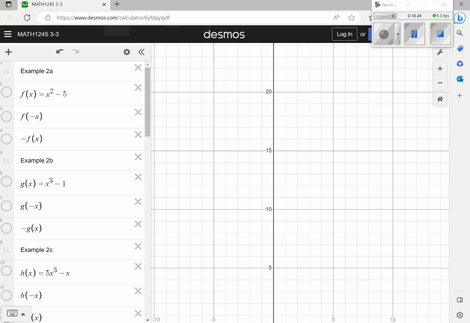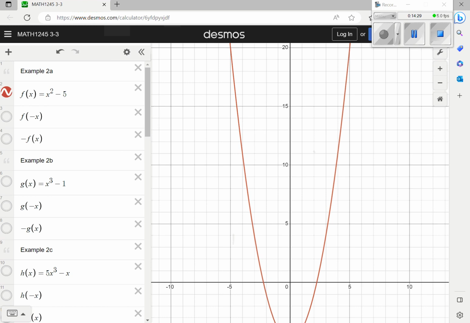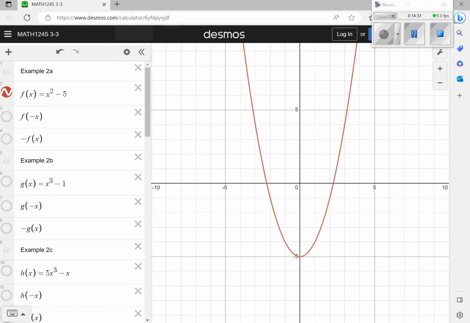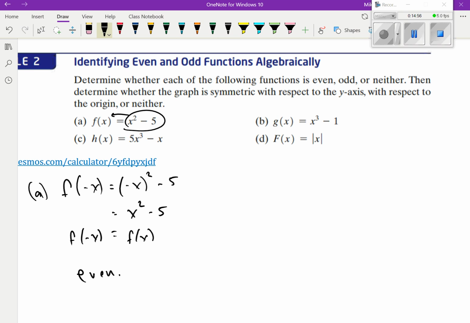If we take a look at the graph real quick here, f of x is x squared minus 5. Let me zoom this back in here. So there's the graph of x squared minus 5. If I do f of negative x, it goes right over top of it. It is the identical item. Nothing changes. If I was looking at negative f of x, then I would have had a different shape. But negative f of x is not the one that we have. We have f of negative x, which is just the same as f of x. So we end up with an even function.